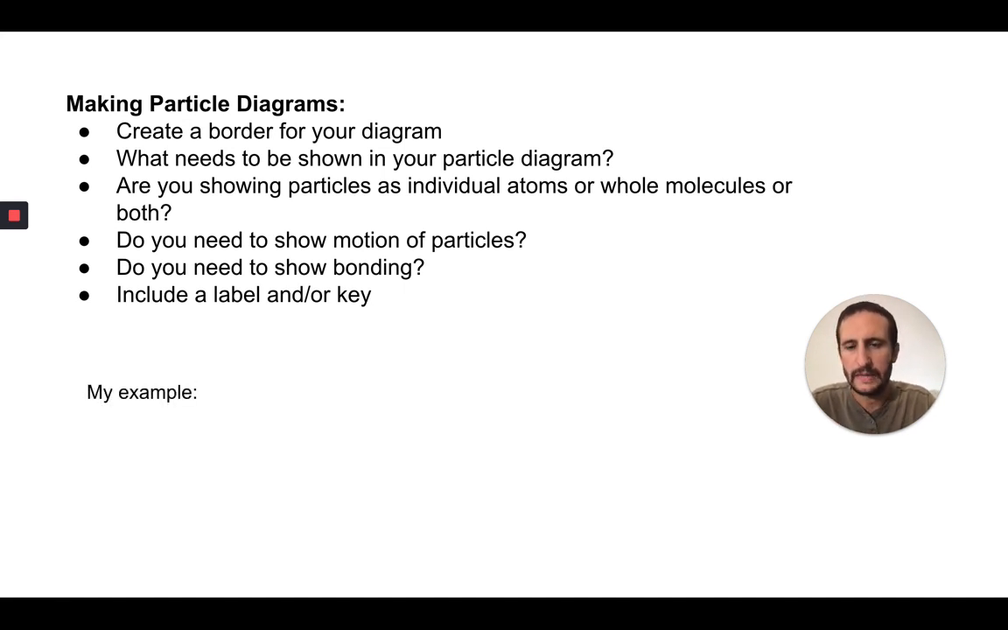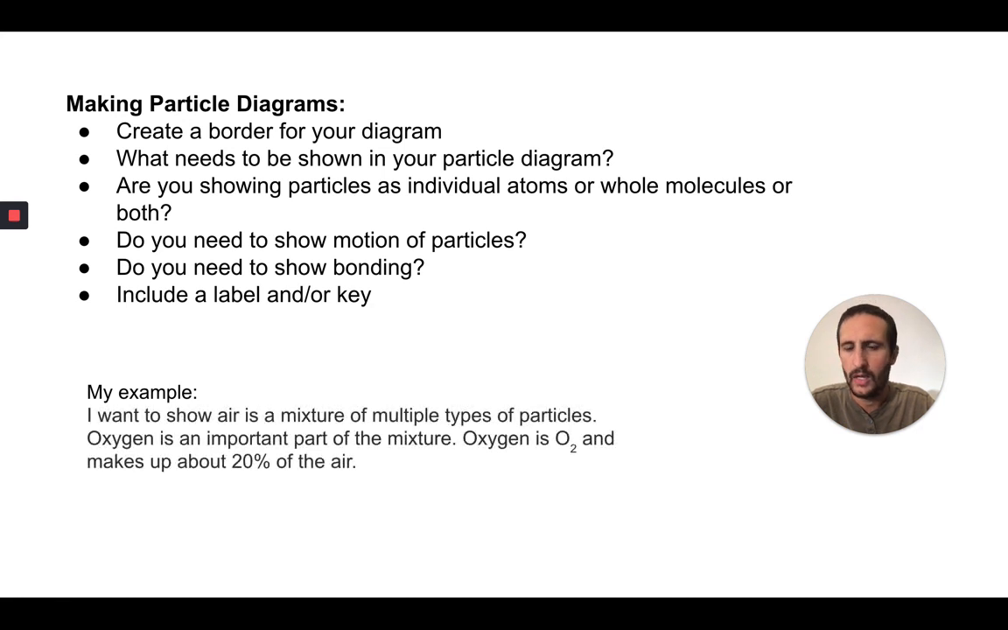So I'm going to do an example in this video. In my example, I chose that I want to show that air is a mixture of multiple types of particles. And for my example, I want to show that oxygen is an important part of the mixture. Oxygen is O2, and it makes up about 20% of the air. So those are some of the things that I'm trying to communicate in my drawing.